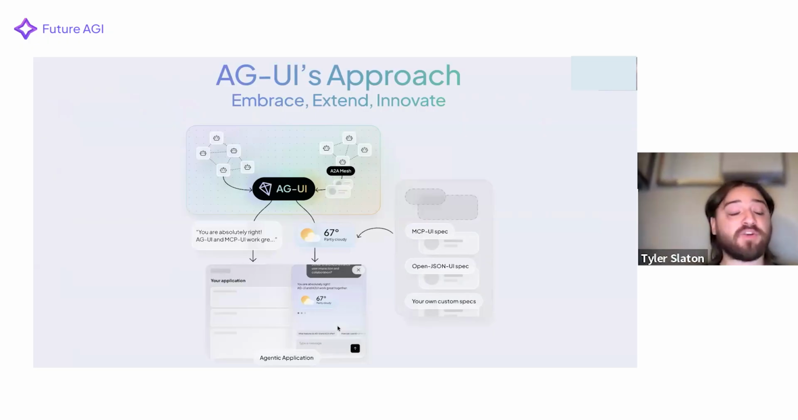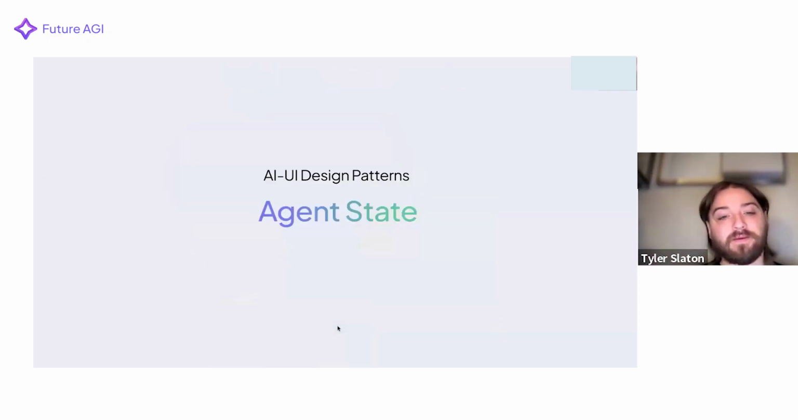So for example, an A2A mesh can communicate via AGUI to UI here, where an A2A mesh might send some static generative UI that you render inside of your UI. Or you might have an MCP server that returns something from MCP UI, like an iframe, that AGUI is also able to transport to your UI for rendering. So in this case, we have the agent say, you are absolutely right, AGUI and MCP work great together, and then we render some weather component in here as well.